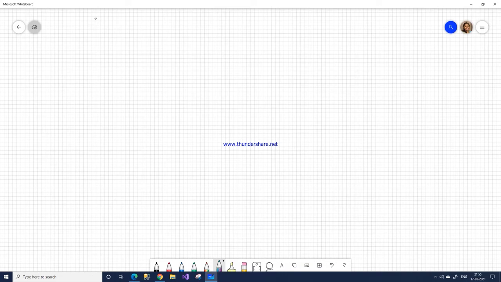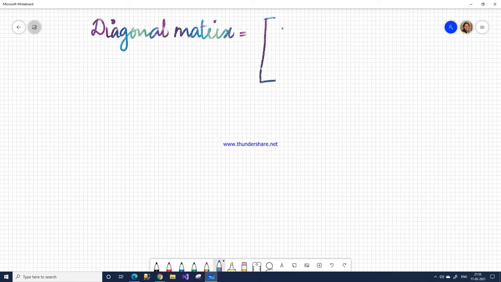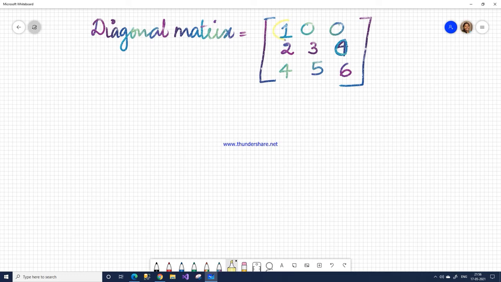Before moving into upper triangle matrix, let's learn about the next one, that is diagonal matrix. In different types we have diagonal matrix. Diagonal matrix means, suppose I am having the elements 1, 0, 0, 2, 3, 4, 4, 5 and 6. Let's look at what a diagonal matrix is. A diagonal matrix means the numbers which pass diagonally in this way are called the diagonal.